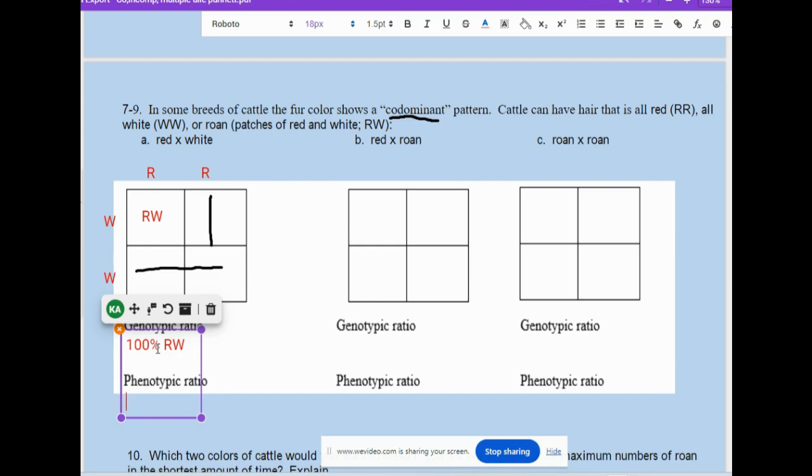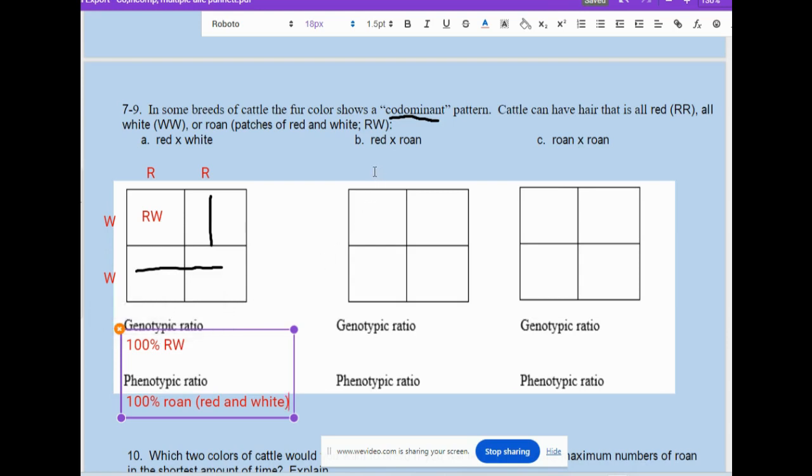Now, here's the only difference between incomplete dominance and codominance. RW in incomplete dominance would be pink, but there's no pink cows. This time, 100% will be what's called roan, which means they're red and white. So they got both red and white, so it doesn't blend together. You get both traits, patches of red and patches of white.